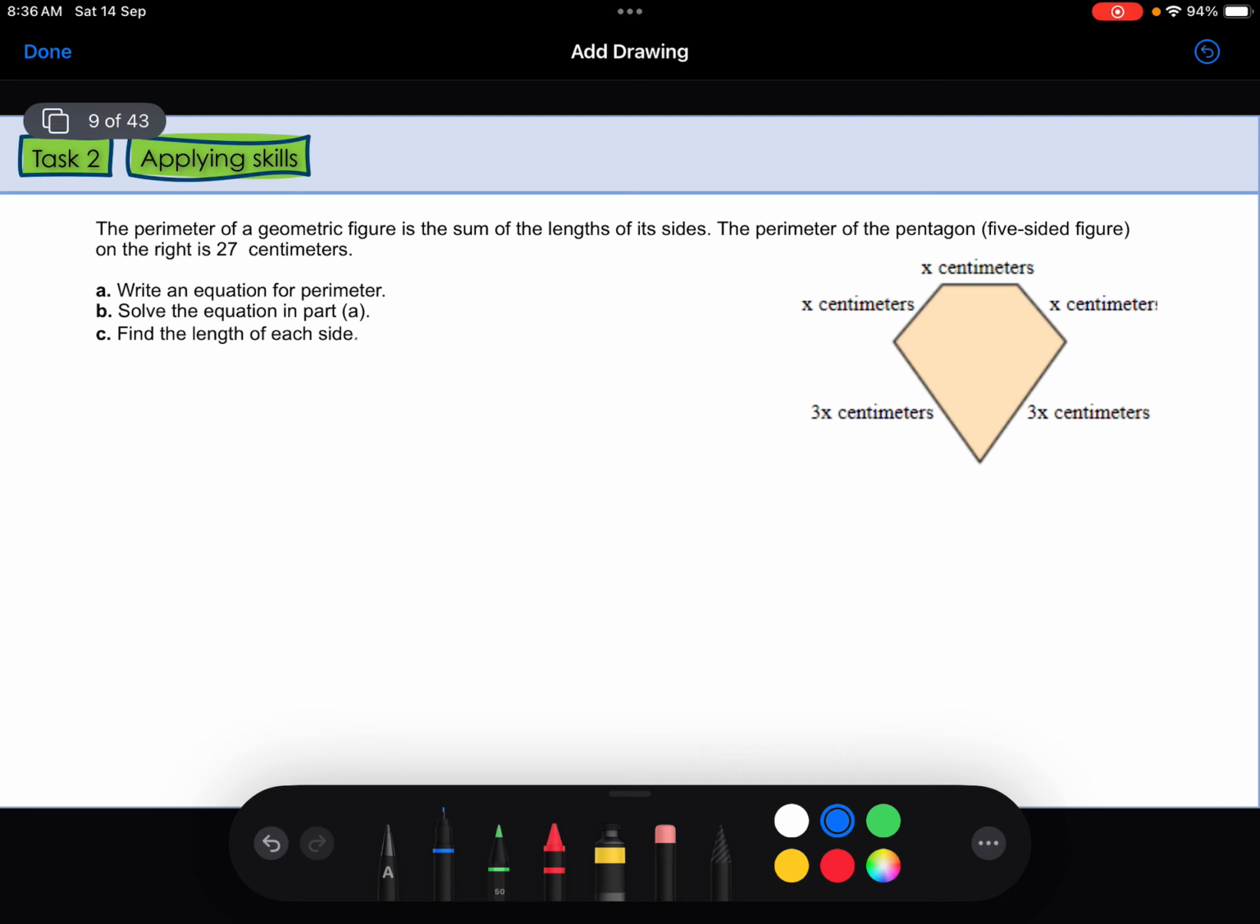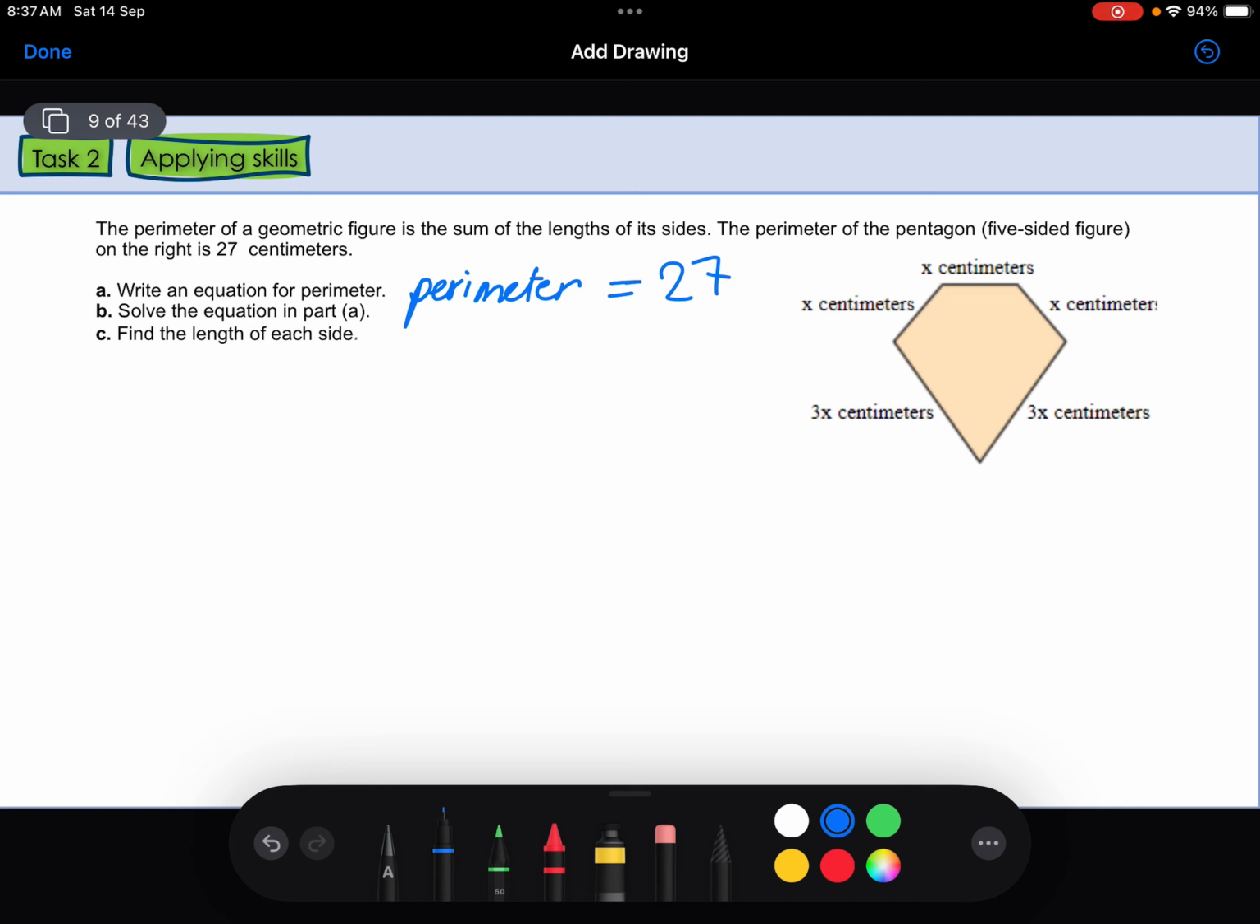The perimeter of a geometric figure is the sum of the length of its sides. Okay? So, they're saying here that the perimeter of this pentagon, 5-sided figure on the right is 27. Write an equation for perimeter, solve the equation, and then find the length of each side. Okay, so they gave me a very nice information. They said that the perimeter of this shape is equal to 27.